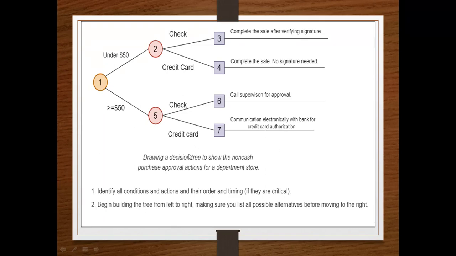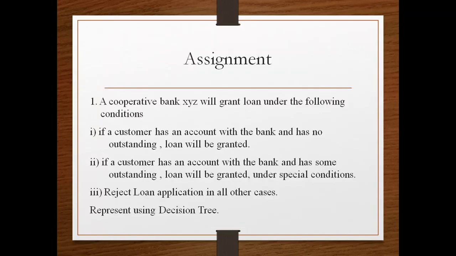Okay, draw a decision tree to show the non-cash purchase approval actions for a departmental store. You will identify all the conditions and actions and the order and timing. You will begin building the tree from left to right, and you will make all possible moves here. If you see this, check, credit card, then if it is greater than, then check and credit card, and the authorization has to be done through the bank.